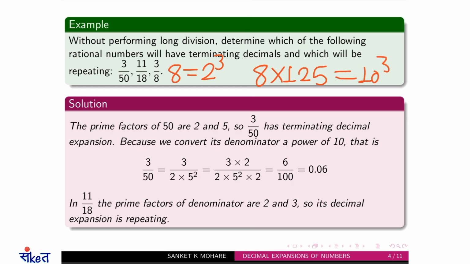So therefore 3 by 8 is equal to what? 125 into 3, which is equal to 375 upon 1000, which is equal to 0.375, which is the required decimal expansion for 3 by 8.